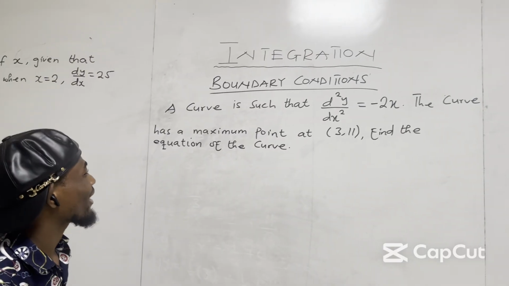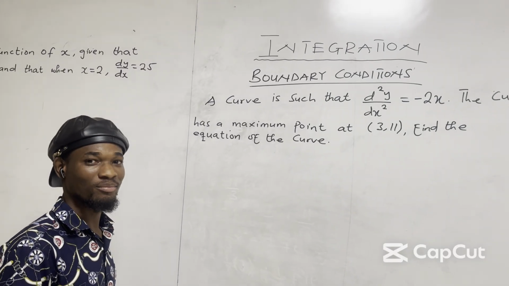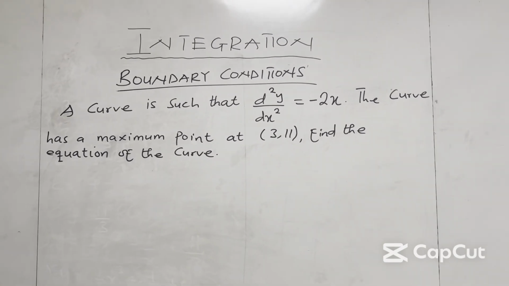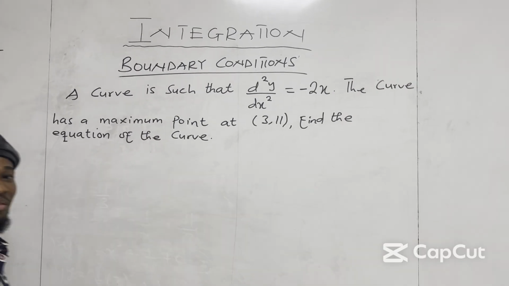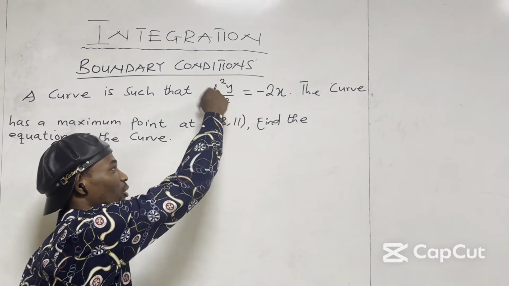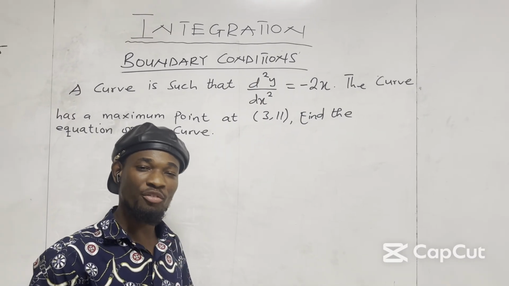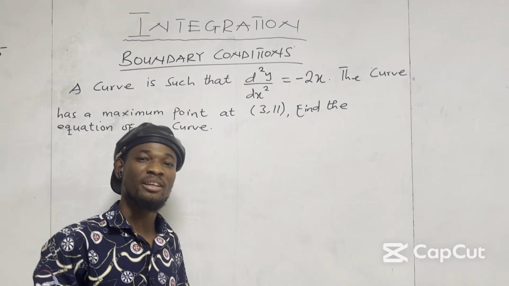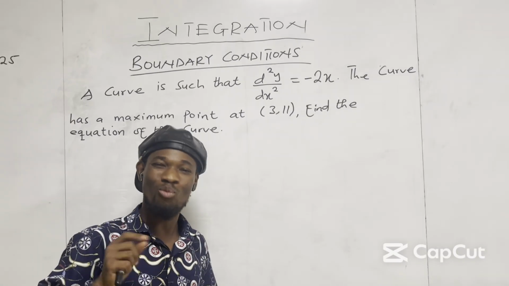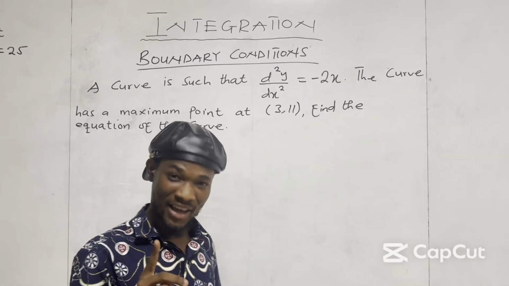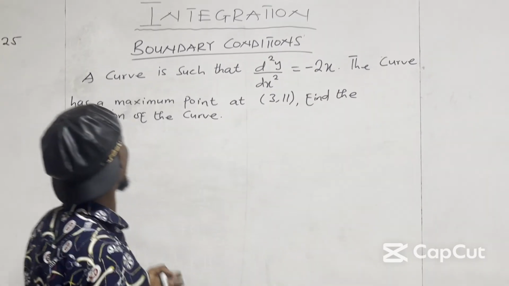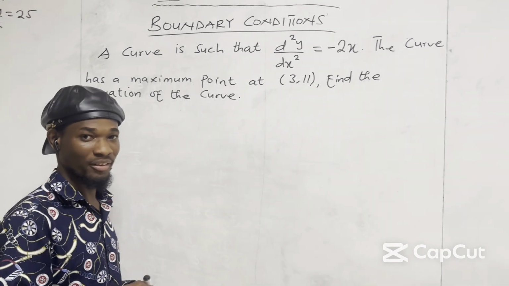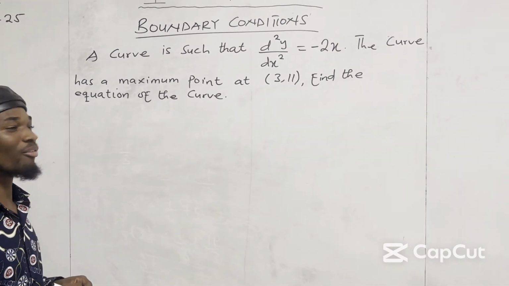Let's consider this question. A curve is such that d squared y over dx squared equals negative 2x. Viewers, if you want to understand this very well, visit my previous lecture videos on higher derivatives: first derivative, second derivative, third derivative, fourth derivatives, and what have you. Everything is well explained. Now the curve has a maximum point at (3, 11). Find the equation of the curve.